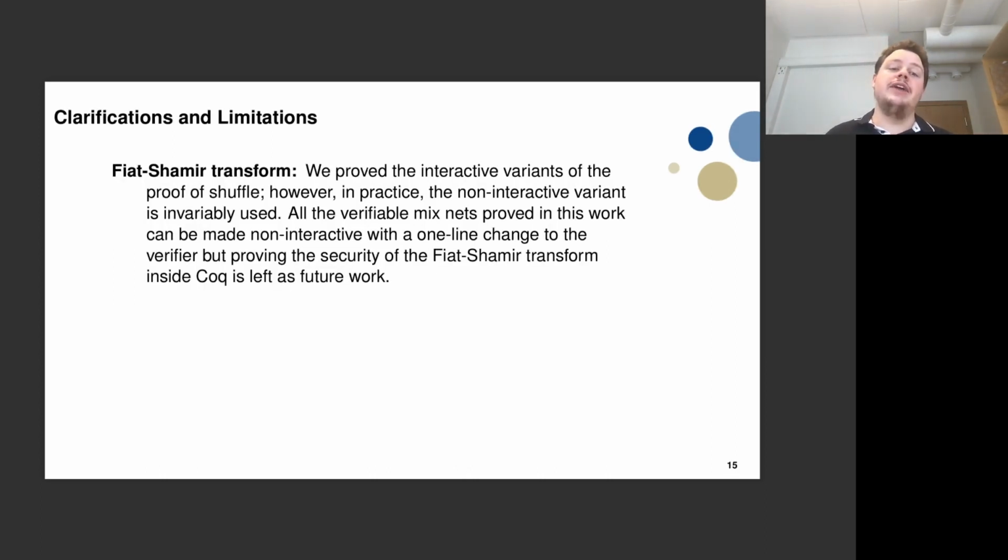So the next big caveat here is the Fiat-Shamir transform. We proved the interactive variant of the proof of shuffle. However, in practice, the non-interactive variant is invariably used. Now, all of the verifiable mixnets that come out of our functor can be made non-interactive with a 1 or 2 line change to the algorithm, but actually proving that that 1 or 2 line change is secure is left as future work.